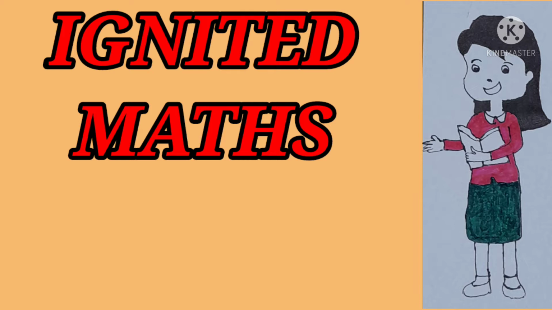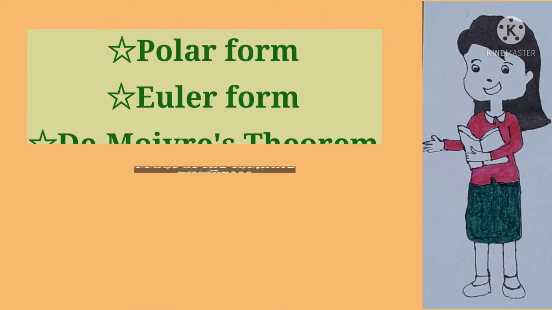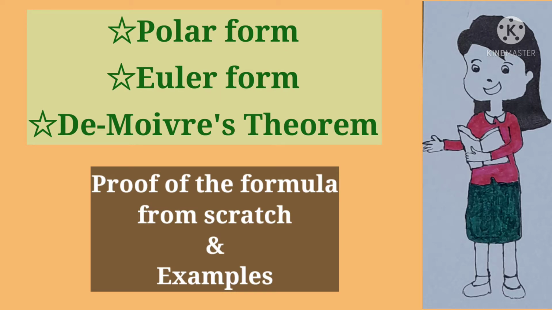In this video, we are going to clear the concept of the polar form of a complex number, the Euler form of a complex number, and especially De Moivre's theorem. We are going to club the concepts and clear them in this video. More especially, we are going to solve some examples later, because after solving the examples, the concept will become even clearer.